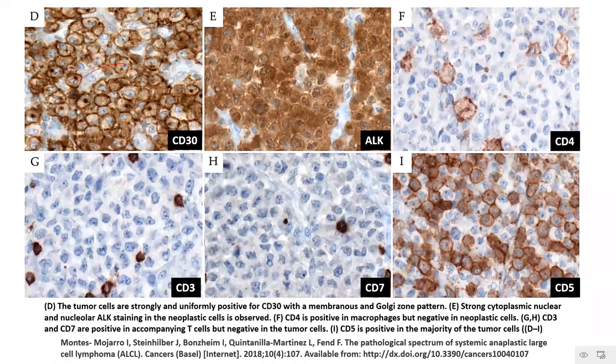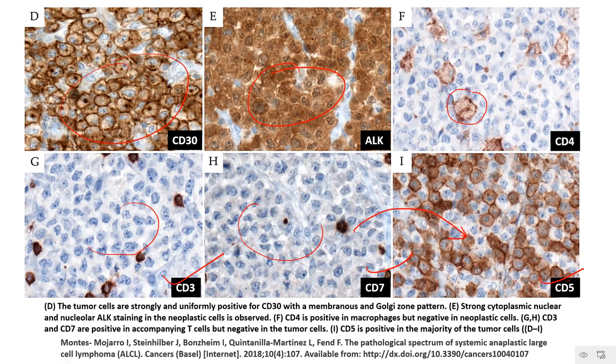Observe in this case a very strong membrane and Golgi zone positivity for CD30, but these cases will be negative for CD15. So that's an important thing to keep in mind. ALK is strongly expressed. CD4 shows focal positivity in a few of these cells. Look at the degree of expression of the other mature T cell markers. So we are doing this IHC in a set. You're doing CD3, CD7, and CD5. All these three are mature T cell markers. You see that CD3 and CD7 do not highlight these atypical lymphoid cells. However, the mature T cell marker CD5 strongly highlights most of these atypical large cells.